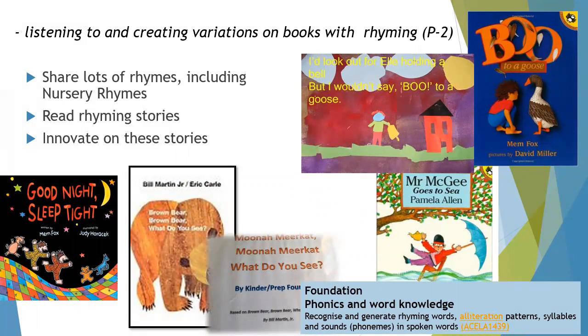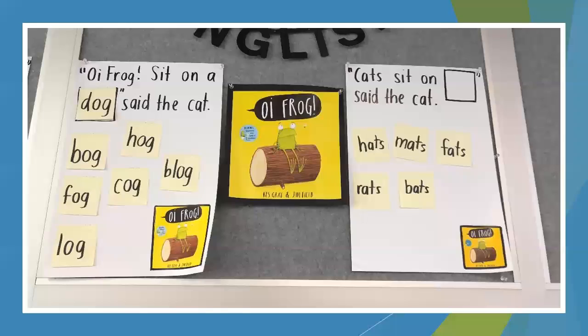Brown Bear is another great one. You know, we innovated on this at the school called Moona, where they had the meerkat. So Moona Meerkat, what do you see? Was based on the same rhythm and rhyme as Brown Bear. So pull out some of the favourites and see if you can create some class-made books. That links very closely to Essential Practice 8 as well, where class-made books are seen to be of value.